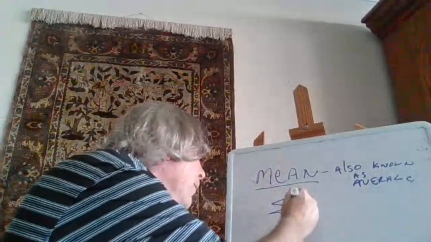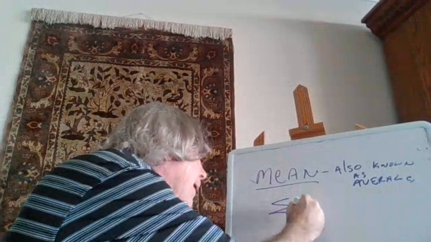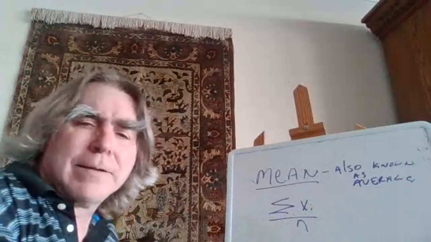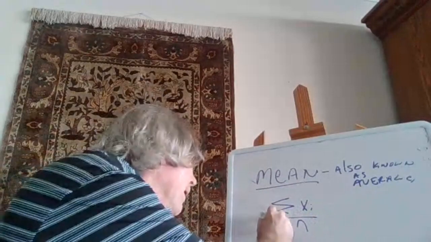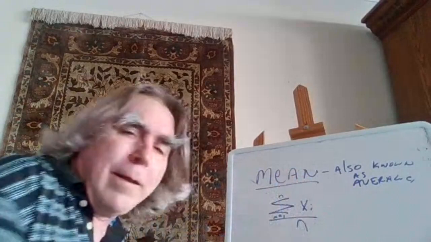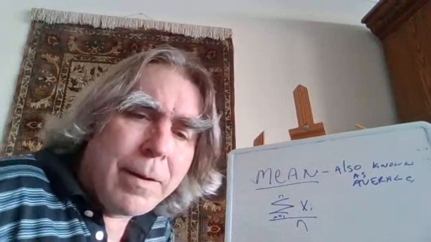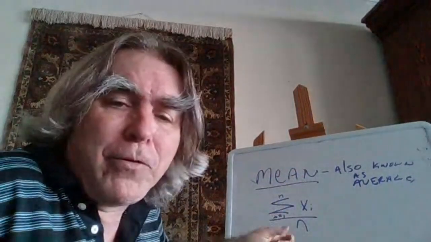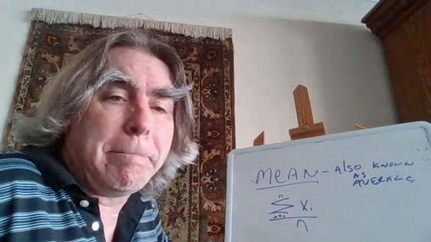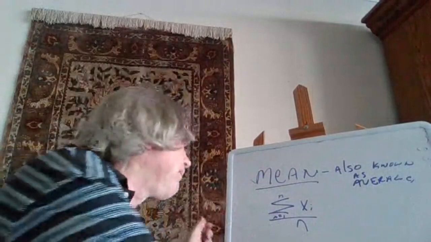In math, we will write something like that, i equals 1 to n. You add up all the numbers and divide. That's how we get the mean, how you guys get the average.